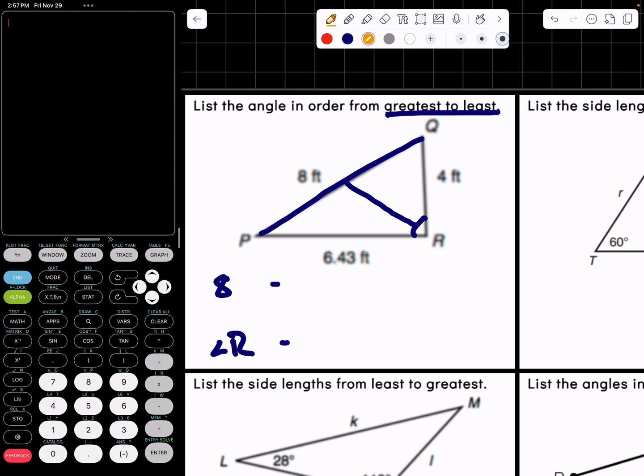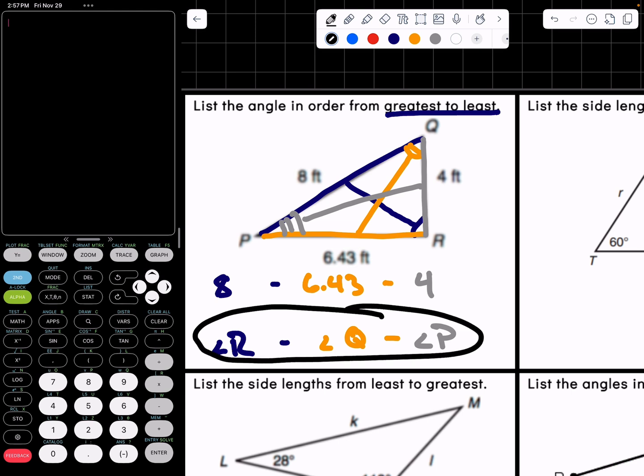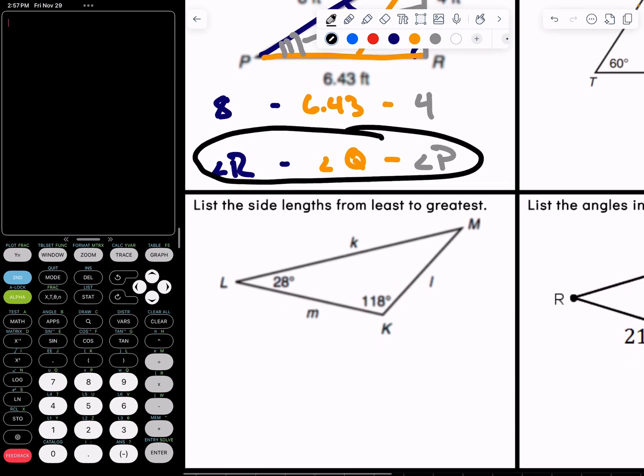Okay, my next biggest side is going to be 6.43, which means it goes across from angle Q. And then my smallest angle is going to go across from my smallest side length, which is 4, and angle P. So all that information is going to help me list these angles in order. I can do the same thing going in the opposite direction.